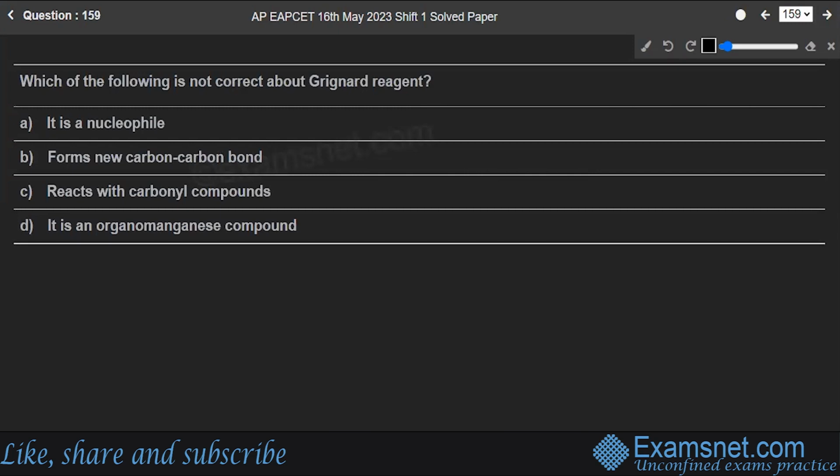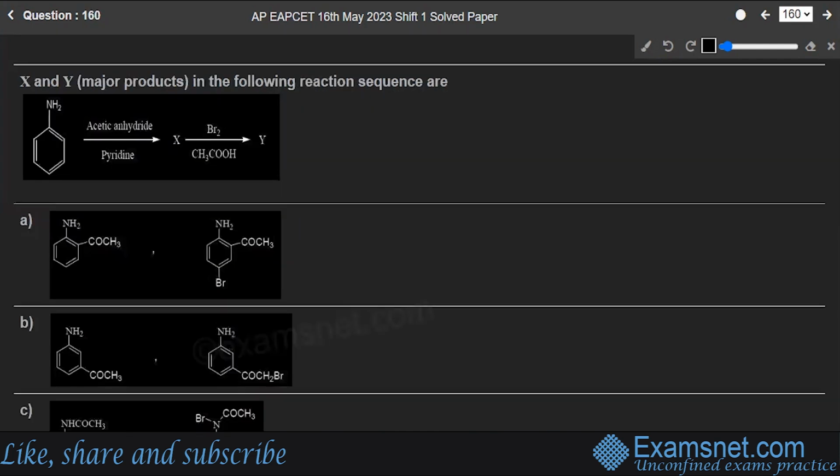Which of the following is not correct about Grignard reagent? Number 1, it is a nucleophile. This is right. Forms a new carbon-carbon bond. Correct. Reacts with carbonyl compounds. That's also correct. It is an organomanganese compound. No, this is wrong. Statement 4 is wrong about the Grignard reagent because this reagent is an organometallic compound. So you have option D as the correct answer. Hope you understood. Next is question number 160. This is the last question for the paper.